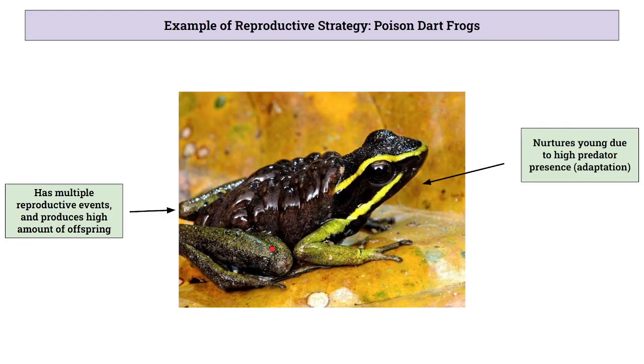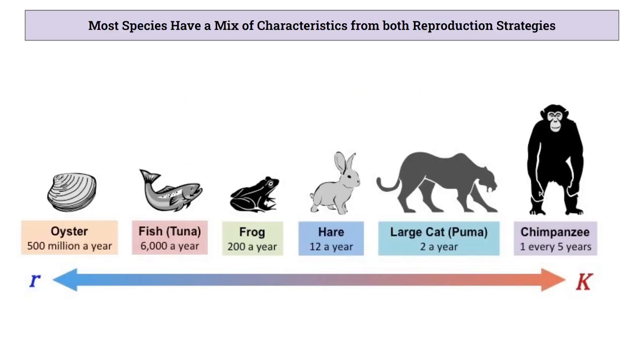A good example, as I said up here, is the frog, and this is the poison dart frog. So it does have multiple reproductive events and produces a high amount of offspring, which you can see on its back here. But it does nurture its young due to the high predator presence. So you have an organism here that has multiple reproductive events, like a K-selected species, produces a lot of offspring, like an R, and it protects its young, like a K. So it's got characteristics of both. So we can't always fit them into these neat boxes. It's more of a spectrum idea for these.